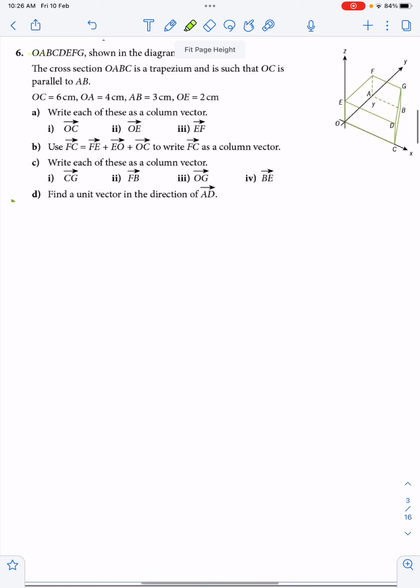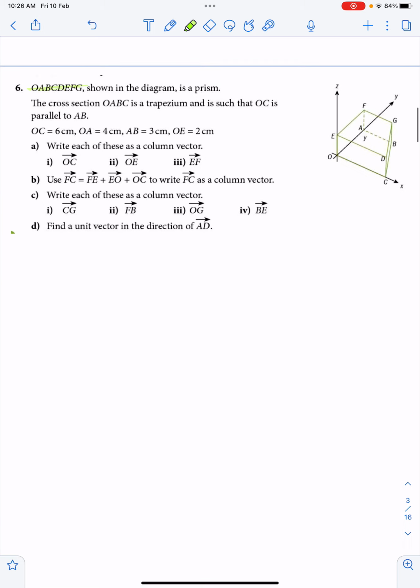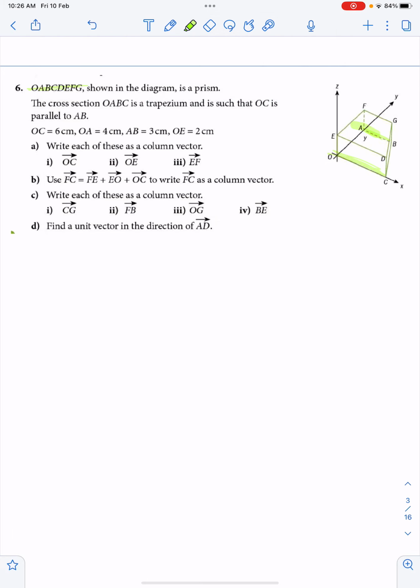It says OABCD shown in the figure is a prism. The cross section of OABC is a trapezium, and OC is parallel to AB. The cross section is a prism. They're talking about this cross section. This cross section is a trapezium. So this is a prism whose cross section is a trapezium.